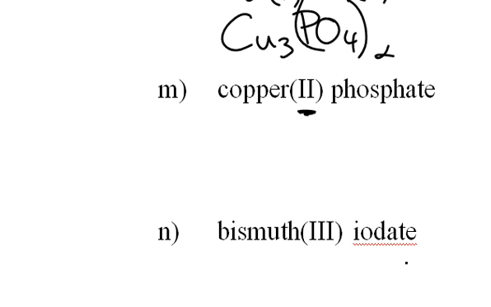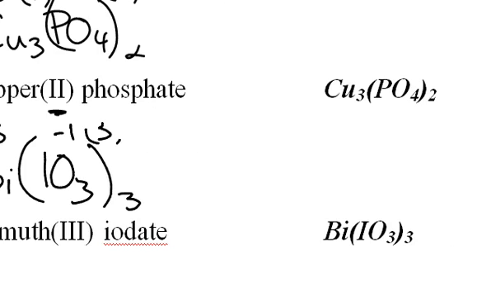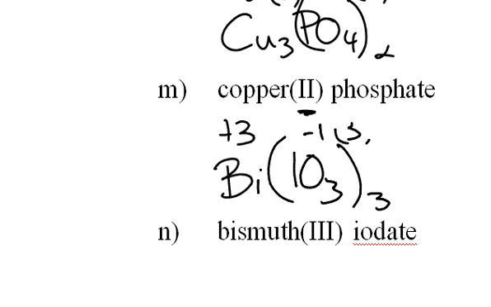Bismuth, Bi. Roman numeral 3, so that means it's a +3 charge. Iodate, IO3 with a -1, so that means we need 3 of those. Okay, so Bi(IO3)3. Okay, again, recall that the 3 does not mean that we have 3 iodates. That means that we're looking at iodate.